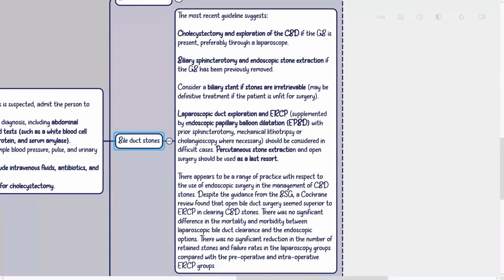There appears to be a range of practice with respect to the use of endoscopic surgery in the management of CBD stone. Despite the guidance from the BSG, a Cochrane review found that open bile duct surgery seemed superior to ERCP in clearing CBD stones. There was no significant difference in the mortality and morbidity between laparoscopic bile duct clearance and the endoscopic options. There was no significant reduction in the number of retained stones and failure rates in the laparoscopy groups compared with the preoperative and intraoperative ERCP groups.